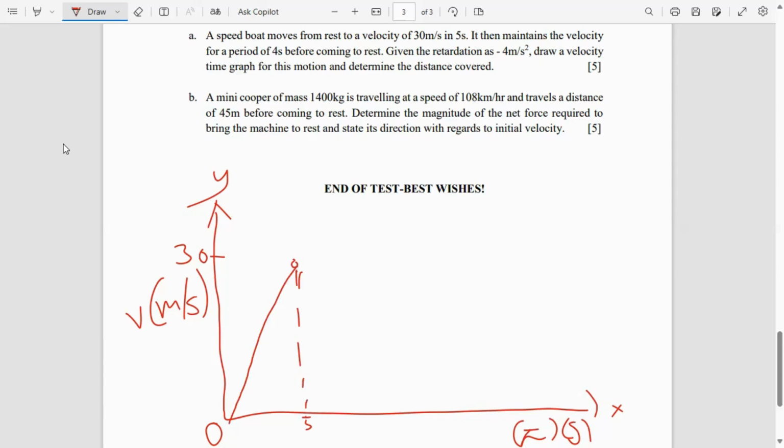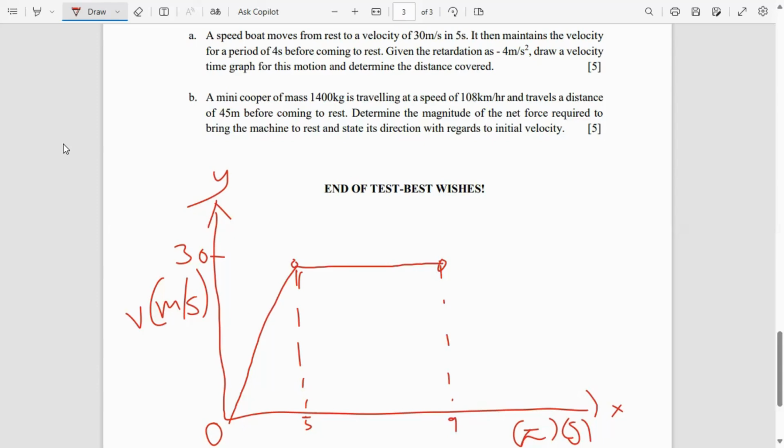Then it maintained this speed for 4 seconds, which means on these 5 seconds that I have here, let's add 4 seconds. It is going to give us what? 9 seconds. So since time is constantly moving, to where there is 9, the velocity was the same. So I'll put a straight horizontal line like that to show that for 4 seconds, the velocity was constant.